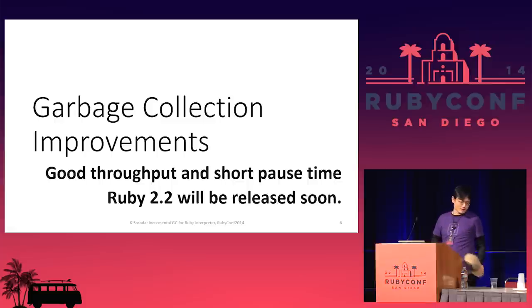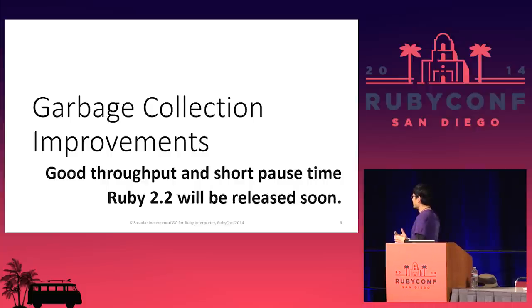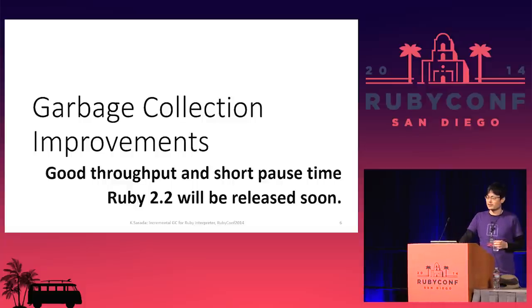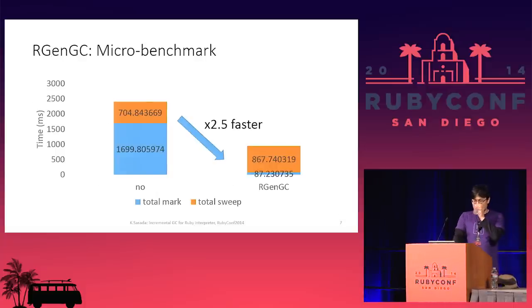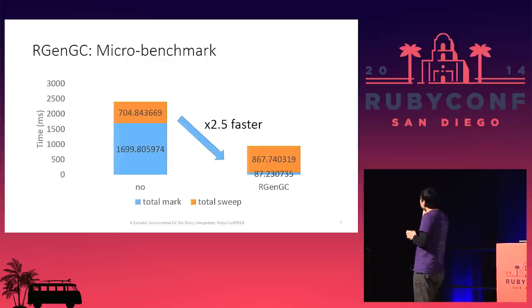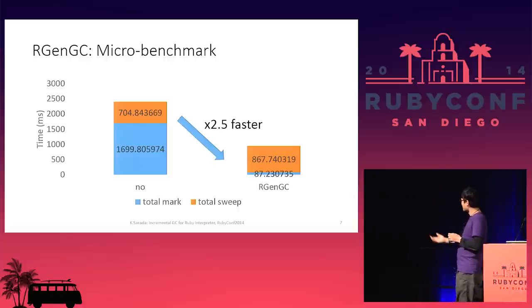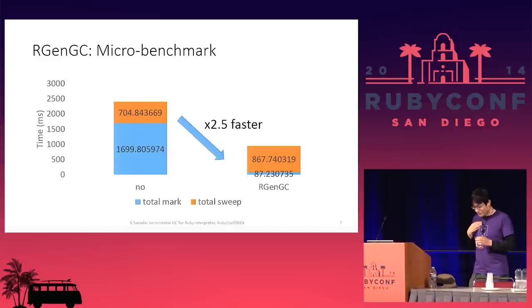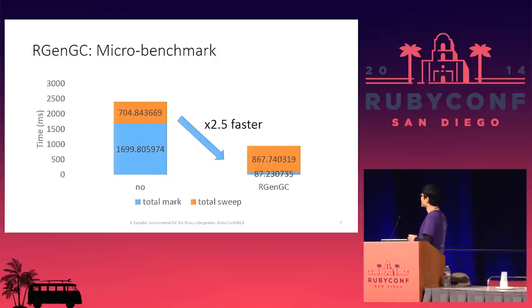This kind of improvement will be included in Ruby 2.2, released this coming Christmas. Generational garbage collection, I introduced in Ruby 2.1 last year. We improved the throughput of the garbage collection dramatically by using generational garbage collection.